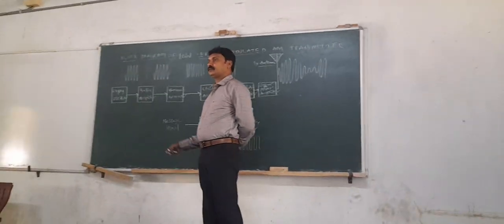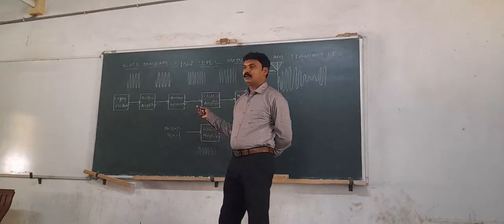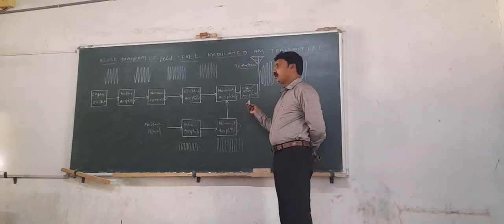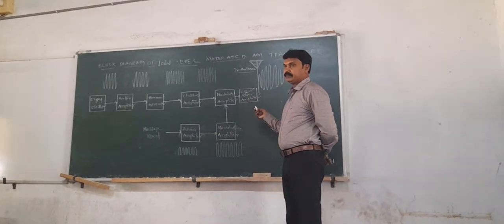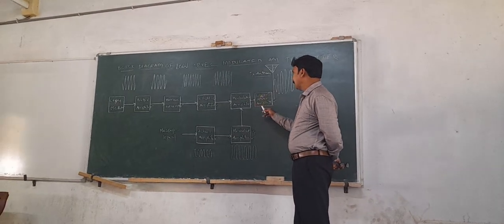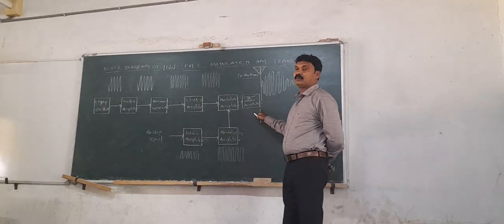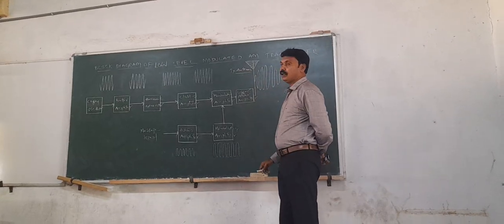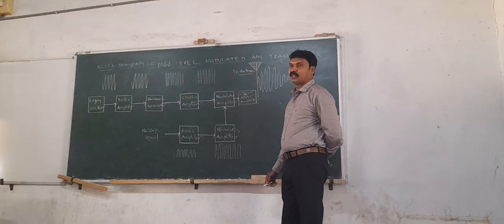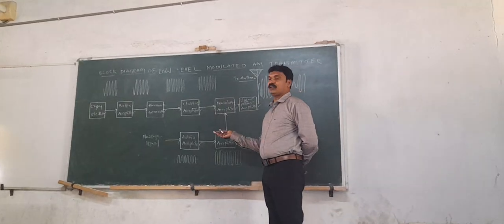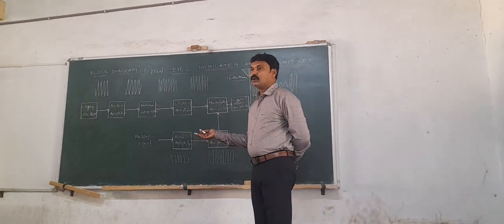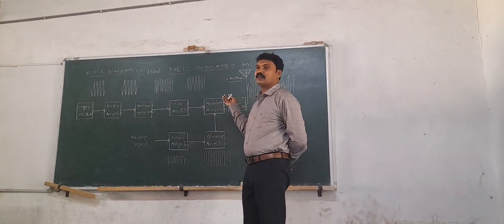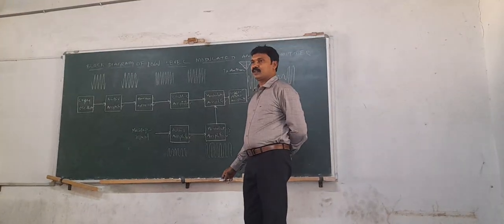Using the low level and high level. Here in this case, only the extra block is the linear power amplifier. So except this linear power amplifier, we are seeing the same blocks as in the case of the high level modulated AM transmitter. So by using this block diagram, we can transmit a low level carrier frequency using the AM transmitter. Okay?